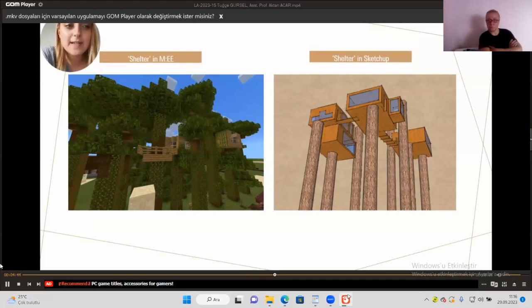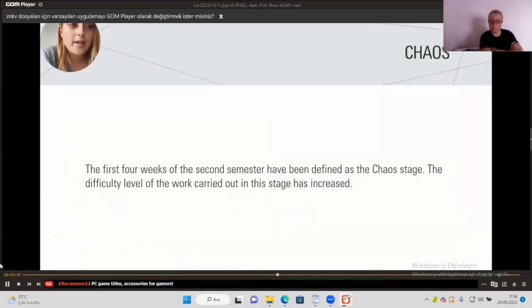It's observed that the students make material changes compared to their initial shelters, trying different conceptual experiments, altering the function of the shelter, and creating different voices for light and shadow experiments. The first 4 weeks of the second semester have been defined as the chaos stage. This stage is named chaos to express the shared state of confusion, tension, and panic that students are experiencing during this phase.